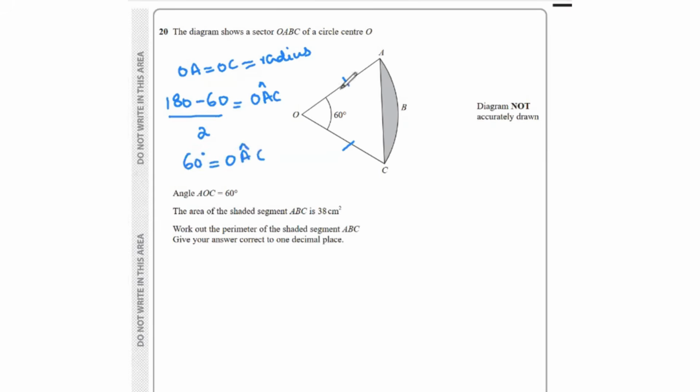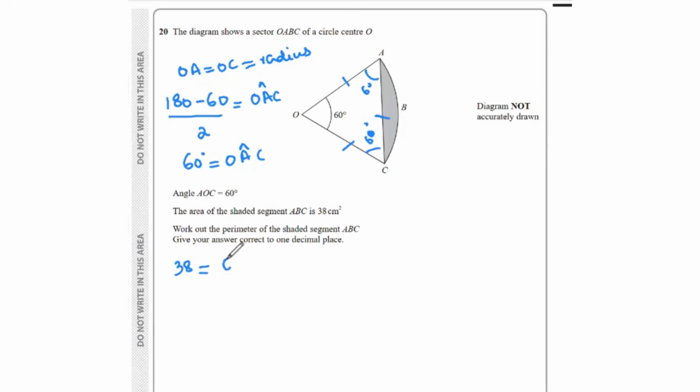So that means it's an equilateral triangle because this is 60 and this is also 60. And this is the same. So if you find the length of OA, we can easily find the length of AC because they're going to be the same. So to find the length of OA, I'm going to use the area formula. Because they said that the area of the shaded segment ABC is 38. So 38 is basically the difference of area of the sector and area of the triangle.